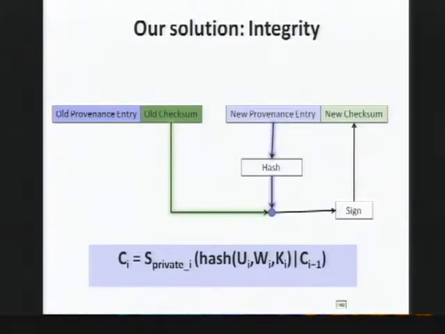Next, we look into how we can protect integrity. Here our goal is that no one should be able to insert things into the history or remove things and so on. So the solution is straightforward. Suppose we are trying to compute this new checksum. What we do here is take the new provenance entry, hash it, concatenate it with the old checksum, and then sign it with the key of the current user.